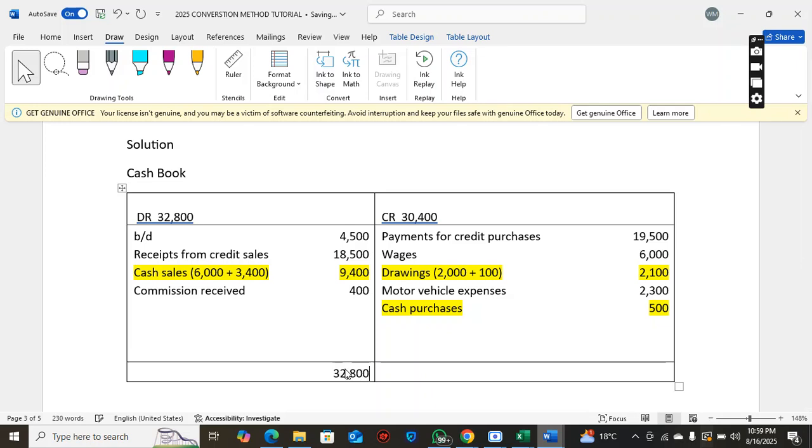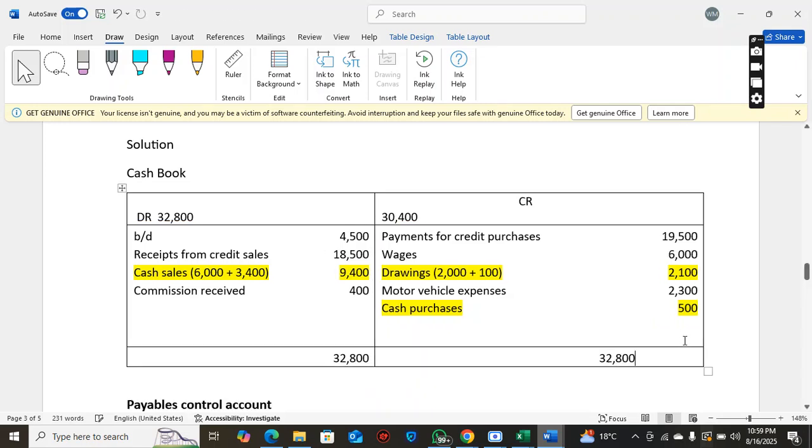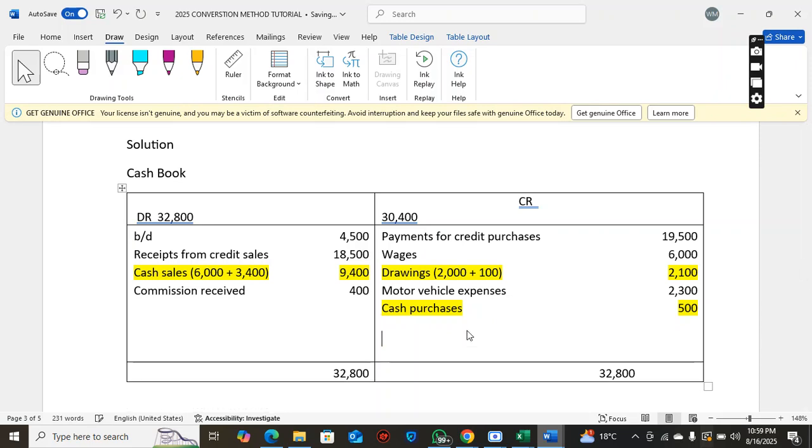So you put the bigger amount, 32,800, then here, 32,800. Then the balance carried down always goes on the lower side at the end of a period. So I say 31st March, because this company's year ends in March. So 31st March 2017, balance carried down.